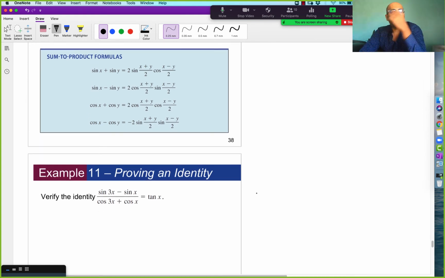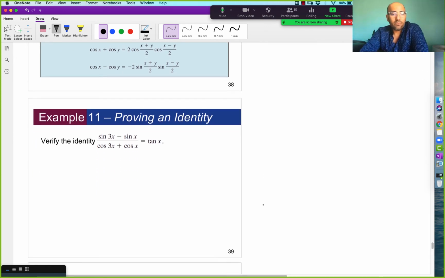So, okay, we got verify this identity: sine of 3x minus sine x, all divided over cosine 3x plus cosine x. Okay, how do we verify this identity? Not easy, right? Identities can be really, really hard. There's no straightforward way of doing it.